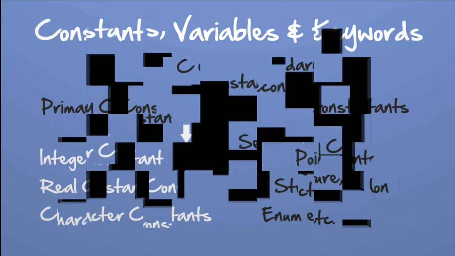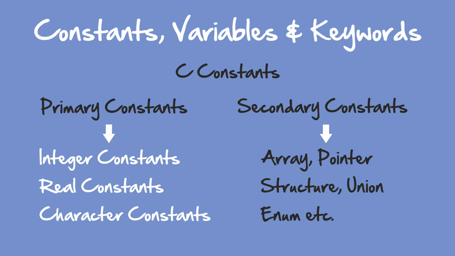Now you are going to see what a constant is, what a variable is and what keywords are. A constant is an entity that does not change, whereas a variable is an entity that may change. Now there are primary constants and secondary constants. Primary constants consist of integer, real and character constants. An example of an integer constant is any integer number which is positive or negative. A real constant is nothing but a real number, and a character constant is nothing but a character.